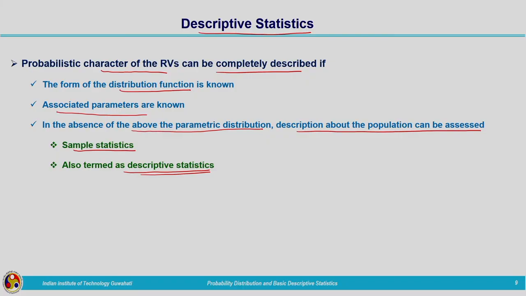So, in order to carry out the hydrologic analysis involving random variables, we need to have an idea about the probability distribution function or the associated parameters. In the absence of these, we may have to calculate some statistics related to the data. That is, we need some idea about the sample statistics, which are termed as descriptive statistics. Let us look into that.